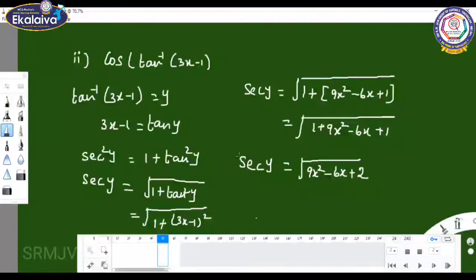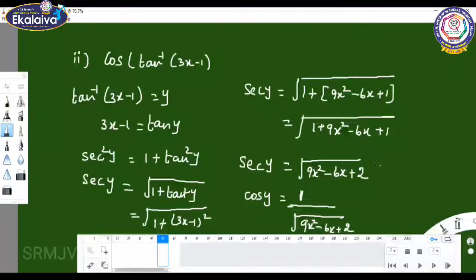So cos of tan inverse of 3x minus 1, that is nothing but what? Cos of tan inverse of 3x minus 1, you can take the value 3x minus 1 as tan y. So cos y. What is the value of cos y? Cos y equal to 1 by secant y, because what is the inverse of secant? Cos y equal to 1 by root of 9x square minus 6x plus 2.